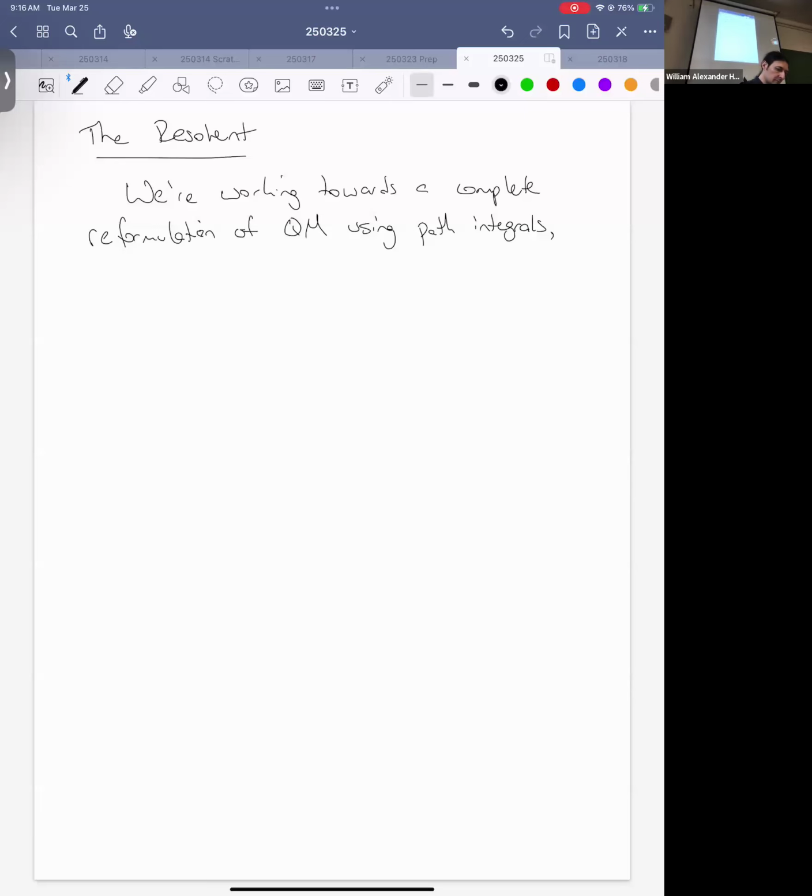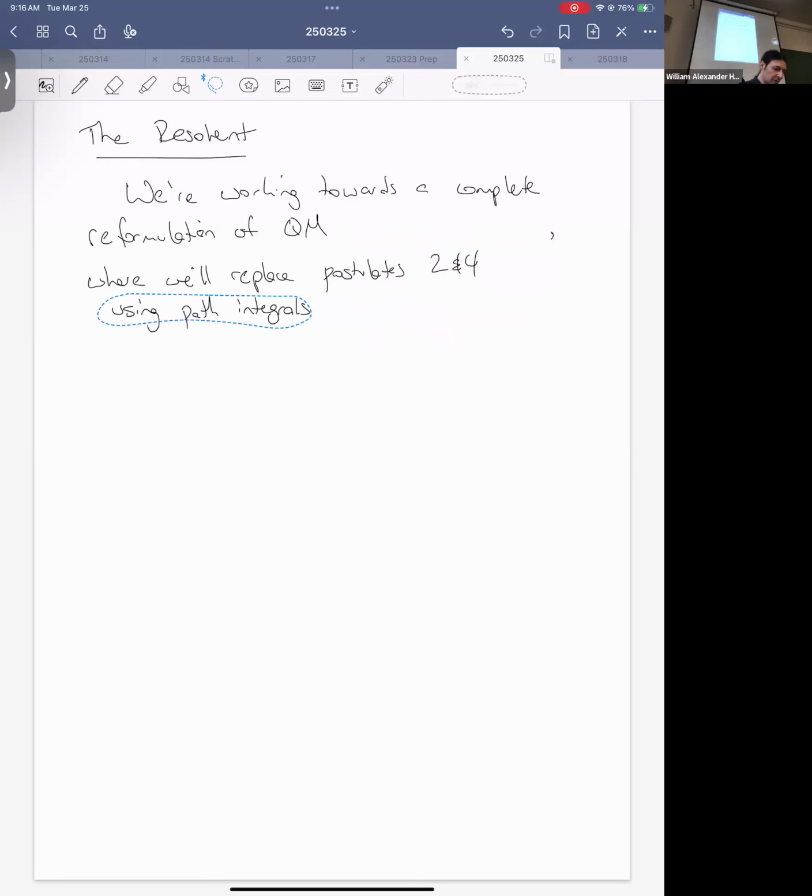Where we'll replace postulates 2 and 4 using path integrals. All right, great.